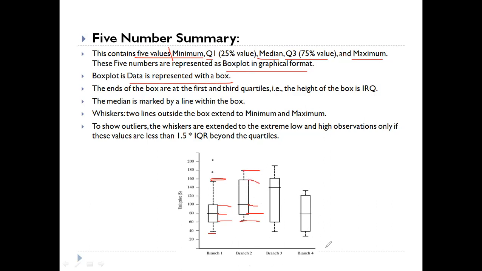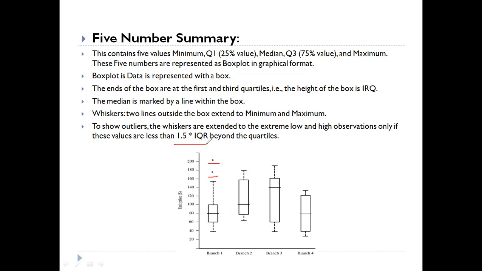Each and every box here has the 5 values. Not only that, here you can identify some other data points. This is one data point and this is one data point. What are these data points here? These are the outliers. These are the outlier data points. So how do we calculate the outliers?